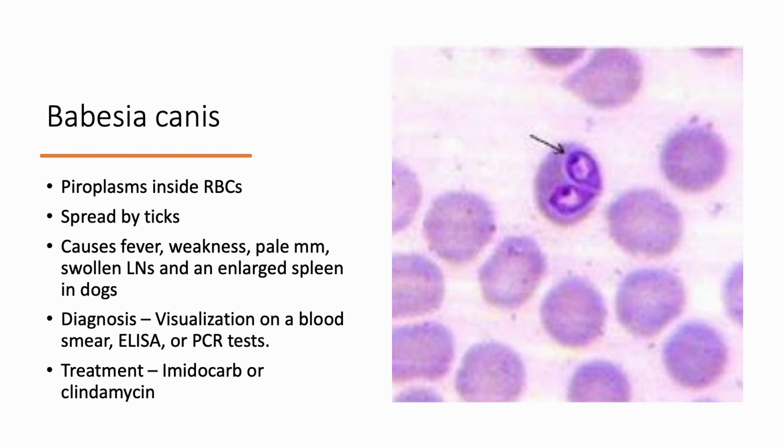And I will note that they could be singular, paired, or even in groups of 3 or 4, in like little pyroplasms within a red blood cell. So the number of inclusions can vary. We could also do an ELISA, and there are PCR tests to diagnose Babesia. If we have a positive patient, we're going to treat them with imidacarb or clindamycin.